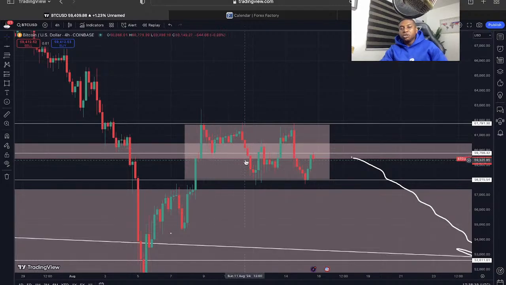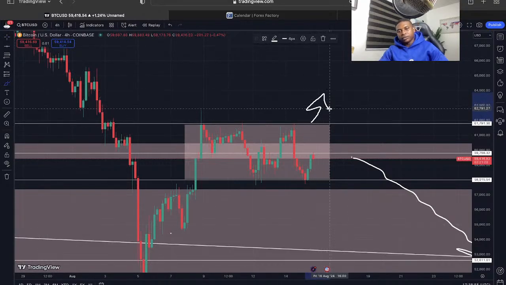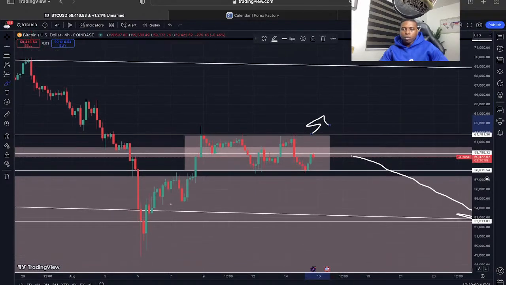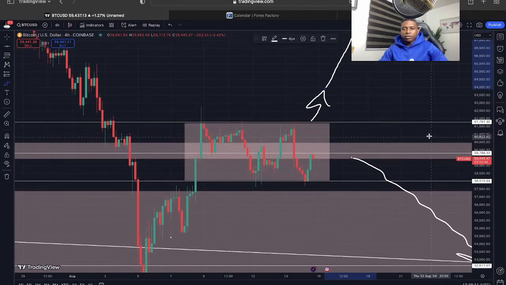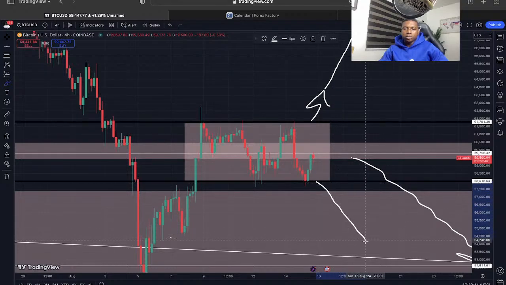We can call this the decision box. Decision box in the sense that any breakout from either of the angles will lead to a major occurrence. All right, a breakout to the upside, we might see ourselves greeting the 69k region. Okay, a breakout to the downward side would see ourselves greeting the 52k region.